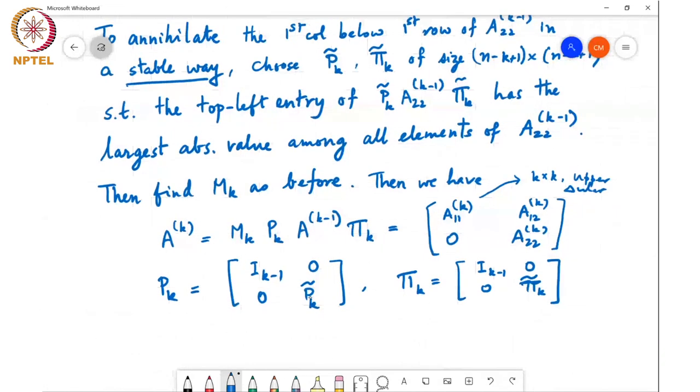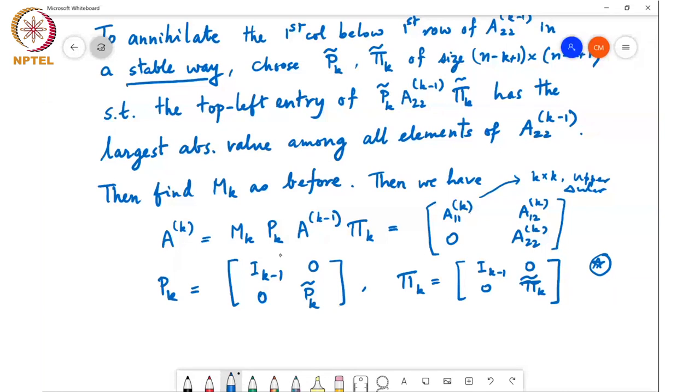Okay, so keep in mind that the exchanges are happening over entries, columns and rows of AK. So when I multiply this PK times AK minus 1, it's going to exchange rows of AK minus 1, but it will exchange rows starting from the kth row up to the nth row. It will not touch the first K minus 1 rows of AK minus 1. And similarly, right multiplying by pi K will exchange columns starting from the kth column to the nth column. It won't touch the first K minus 1 columns of AK minus 1. Okay, so we'll come back to that point later. So I'll put a star over here. So this is basically fine. So we can execute this.